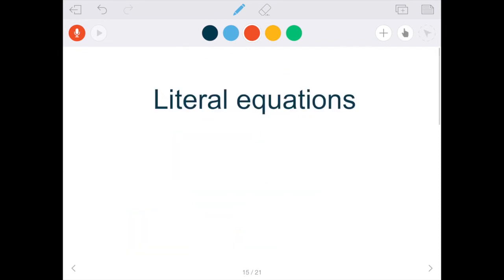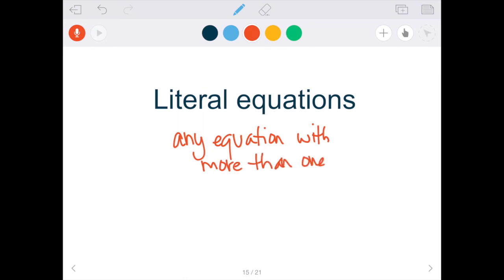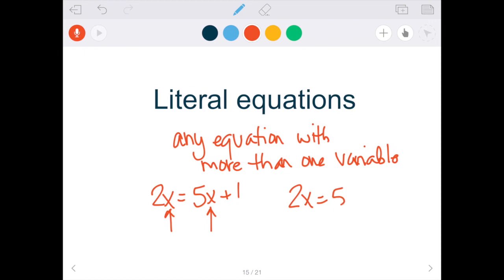class. The hardest part of this unit was by far the literal equations. And remember, a literal equation is just any equation with more than one variable. And I don't mean 2x equals 5x plus 1. This is considered the same variable. What we mean is 2x equals 5y plus 1, two completely different variables.